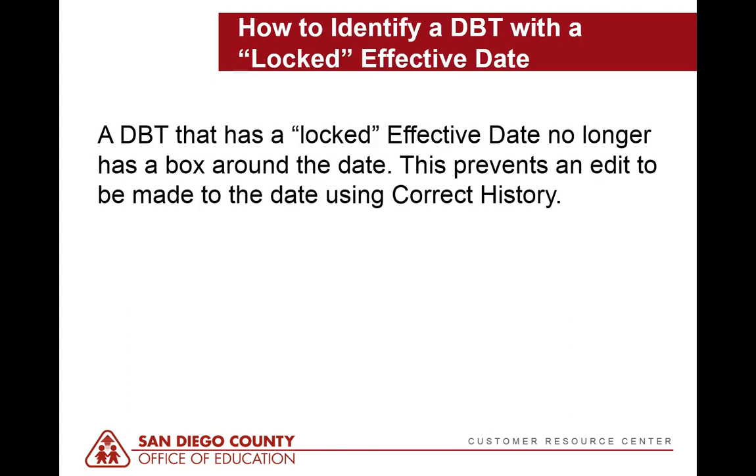So how do you identify a department budget table with a locked effective date? A department budget table that has a locked effective date no longer has a box around the date. This prevents an edit from being made to the date using correct history.